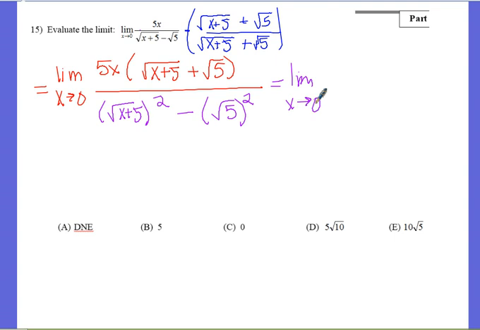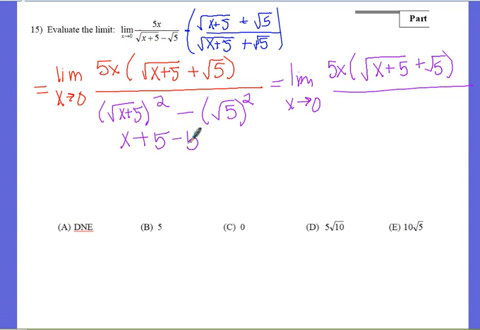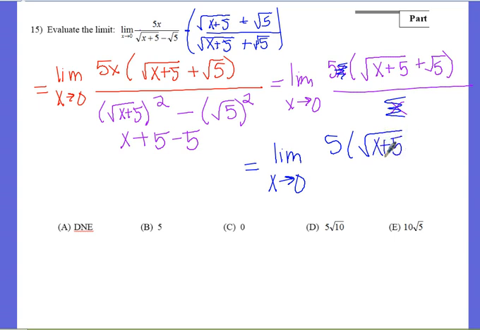So the numerator would be 5x times the root of x plus 5, plus root of 5. The denominator gives us, and I'm just going to write it right here, x plus 5 minus 5. So I actually get x in the denominator. The x's will now cancel, this x and this x. So I'm really finding the limit as x goes to 0 of 5 times the root of x plus 5, plus the root of 5.